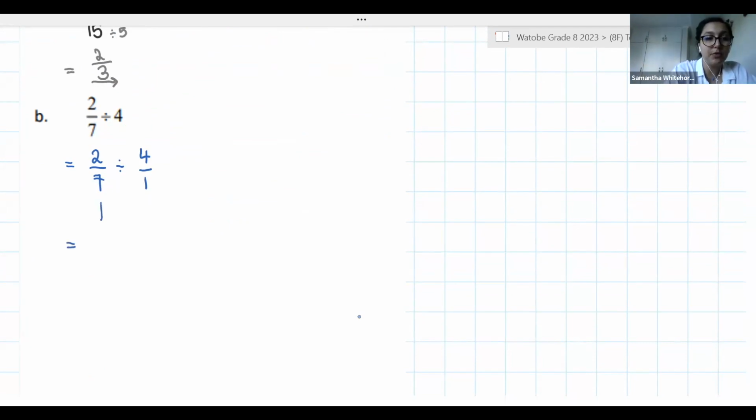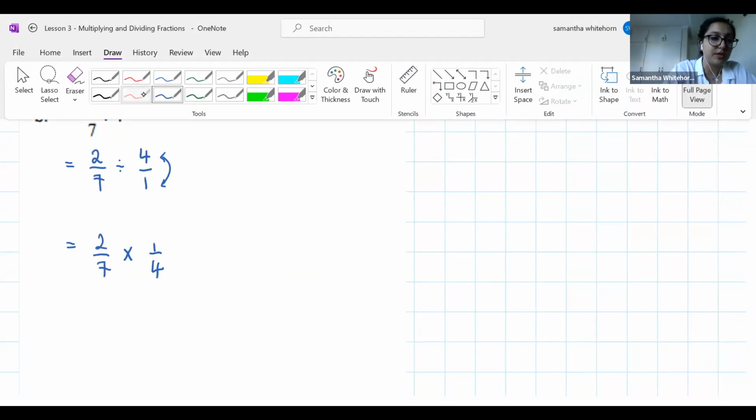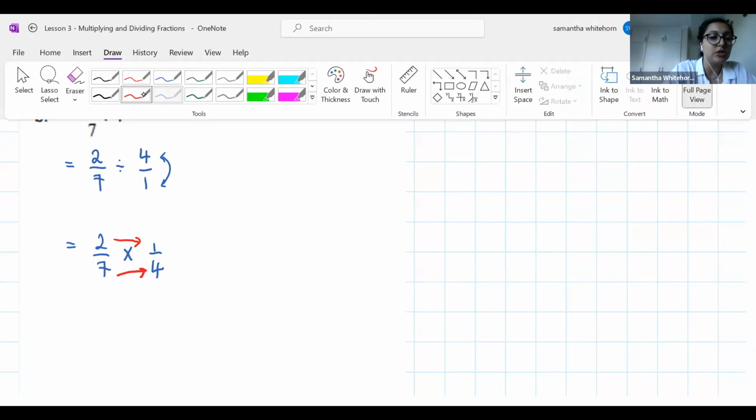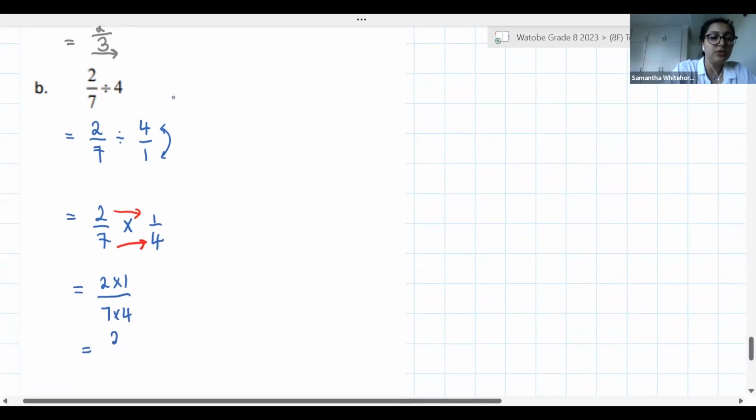So we keep the first fraction, so 2 over 7 stays 2 over 7. We change the division to multiplication. And then we flip the second fraction. It was 4 over 1, we flip it and it becomes 1 over 4. Now we know how to deal with this. We multiply the numerators together and we multiply the denominators together. So we've got 2 times 1 over 7 times 4. 2 times 1 we know is 2. 7 times 4 we know is 28.